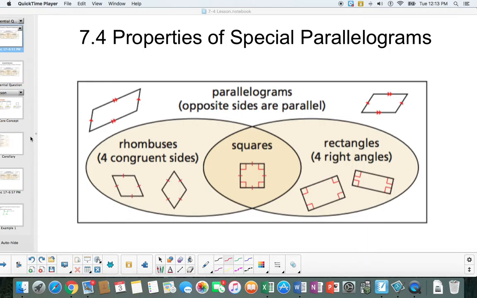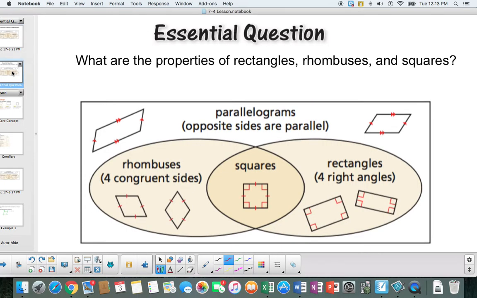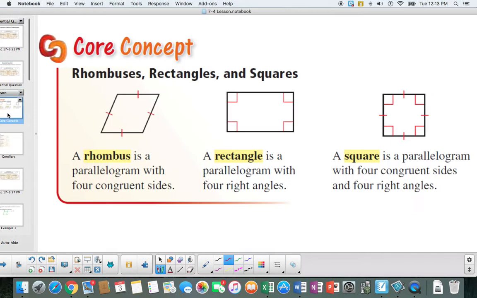7.4 Properties of Special Parallelograms. Essential question: what are the properties of rectangles, rhombuses, and squares? I hope at this point you know that a rhombus is a parallelogram with 4 congruent sides, a rectangle is a parallelogram with 4 right angles, and a square is both a rhombus and a rectangle.